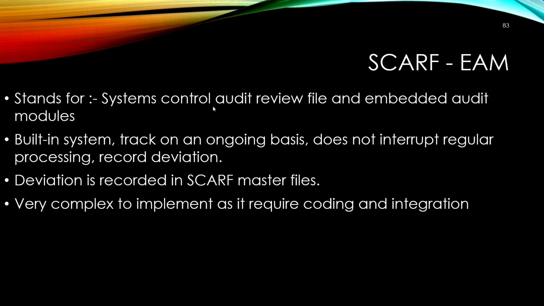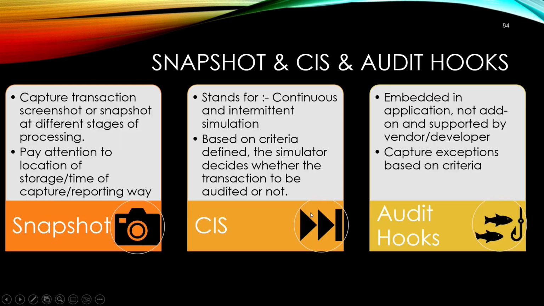SCARFM tracks system transactions on an ongoing basis without interrupting regular processing, recording deviations in the SCARF master file. This technique requires extensive recording, integration, and the establishment of selection criteria to calculate deviations and system exceptions. SCARF may rely on statistical sampling and policy-based recording to identify deviations. Other continuous auditing techniques include snapshot, continuous and intermittent simulation, CIS, and audit hooks.